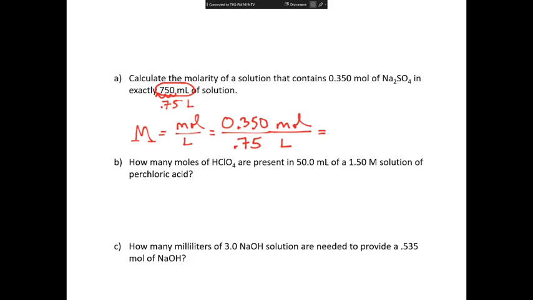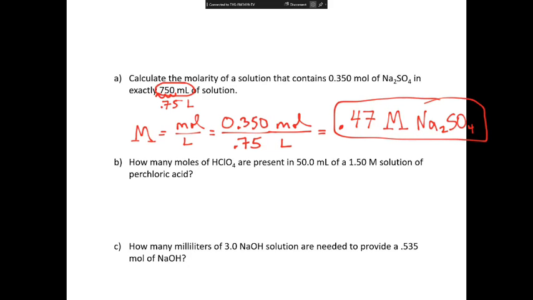Right, looks like we're getting about sig figs. We'll go with 2 sig figs because of that 750 milliliters. So I'm going to go with 0.47. And we just use a capital M. It means moles per liter. So if somebody else said 0.47 moles/liters, that would be okay. And then this is Na2SO4, so I'll label it as Na2SO4. All right, it's that easy. Moles divided by liters of solution. And notice the volume that you use is liters of the entire solution, not just the liters of water. It's the liters of the solution as a whole.